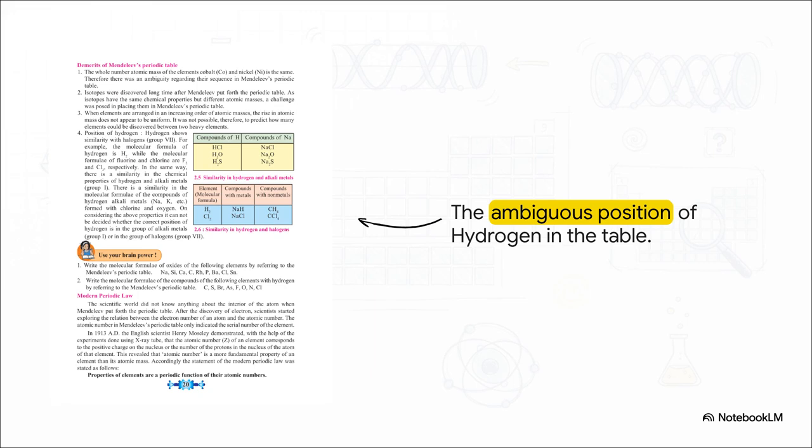Hydrogen acts exactly like a mischievous student in the classroom who wants to sit with two completely different groups of friends. On one hand, hydrogen shows deep similarities with the halogens in group 7. They both form diatomic molecules like H2 and Cl2. But simultaneously, hydrogen strongly resembles the alkali metals in group I, forming very similar compounds with oxygen and chlorine. Because of this frustrating dual personality, Mendeleev just could not decide on a fixed, correct position for hydrogen.